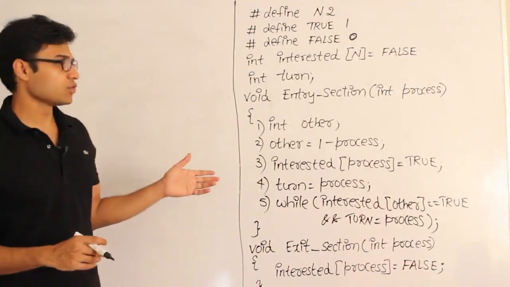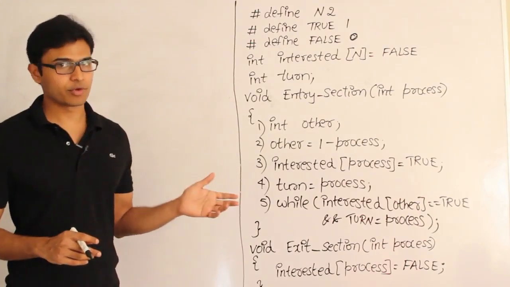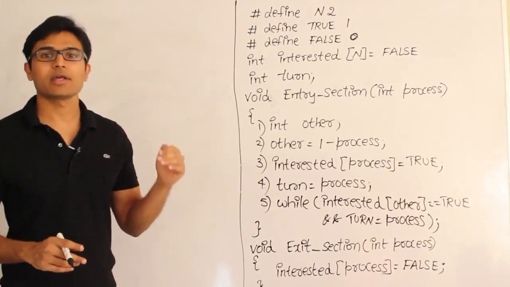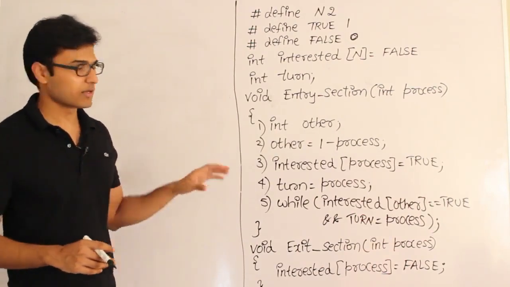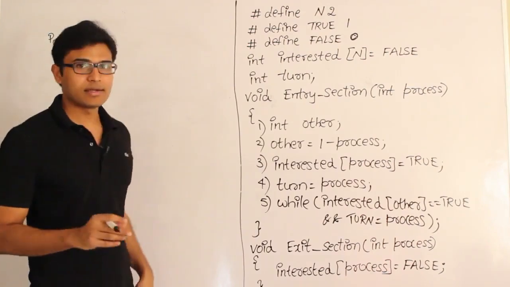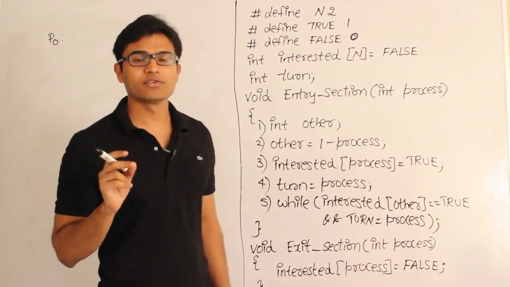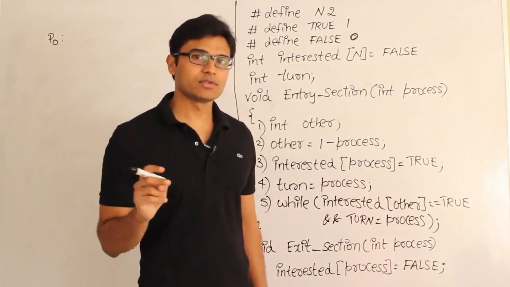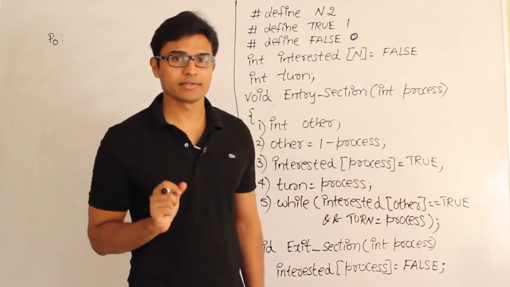Since this is a two process solution, I told you that it works only for two processes. Assume that P0 and P1 are the two processes for which I am going to run this solution. I'll take these two processes and I'll show you what happens if these two try to enter the critical section.